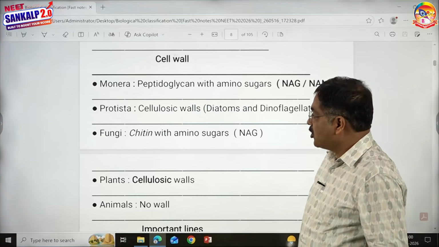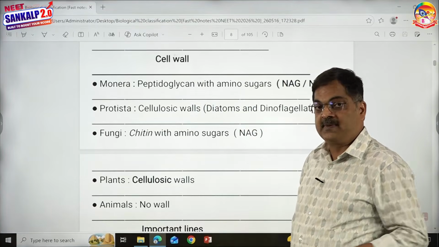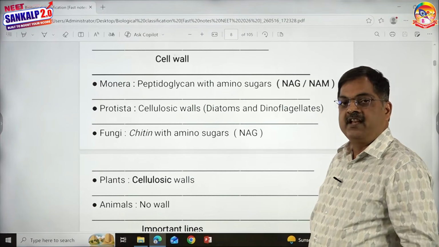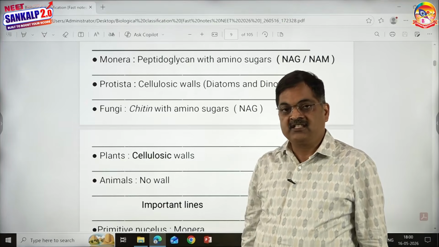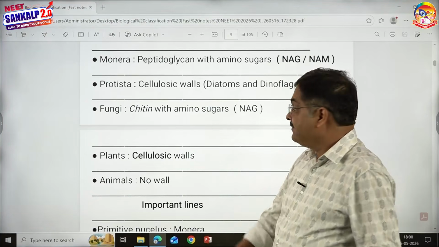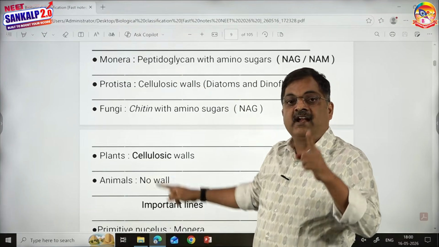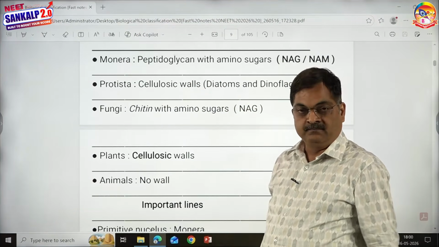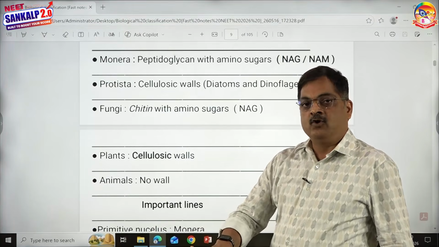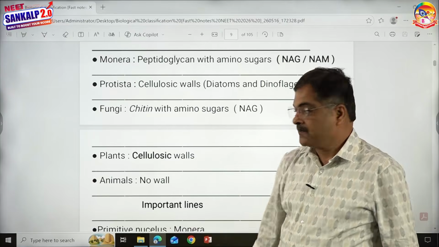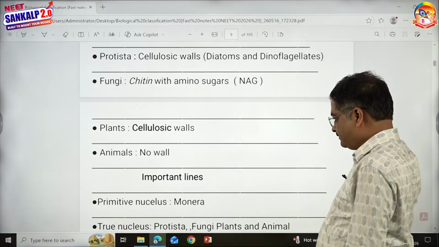Coming to Protista. They have a cellulosic wall, and mind you, in diatoms, silicon is present in the cell wall along with cellulose, which is a very popular question. Coming to fungi, even in biomolecules, this point is there. The exoskeleton of arthropods and fungi contain chitin. Chitin, just like peptidoglycan, contains an amino sugar called NAG, N-acetylglucosamine. But it doesn't have NAM and it doesn't have amino acids, which is an important point to note. Then plants contain a cellulosic wall and animals don't have any wall.